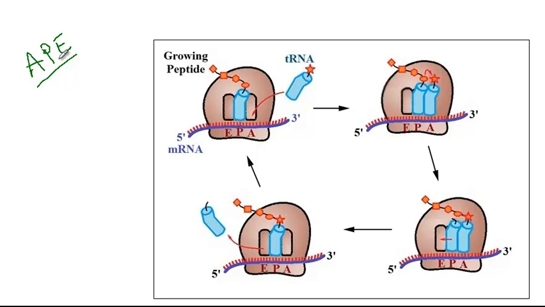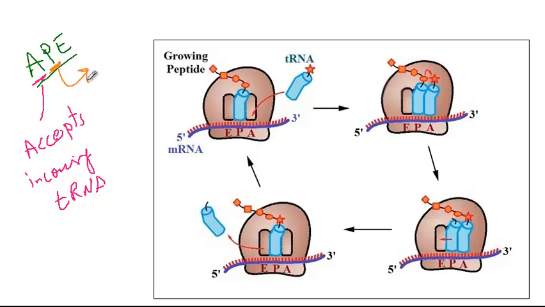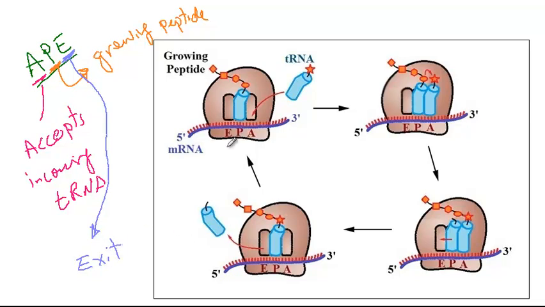So here is the memory aid. A site accepts the incoming tRNA. And then we have the P site, which accommodates the growing peptide. So here the amino acid at the P site is being added to the growing chain. And then we have the E site, which, as the name implies, stands for exit. So the tRNA exits the ribosome from the E site.